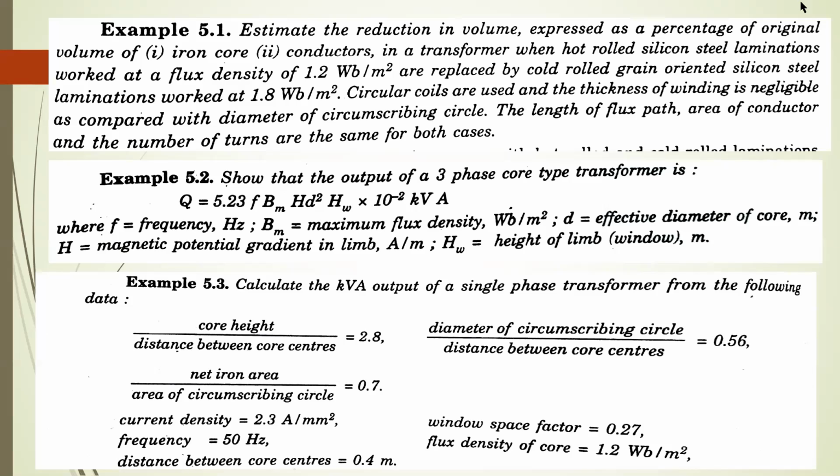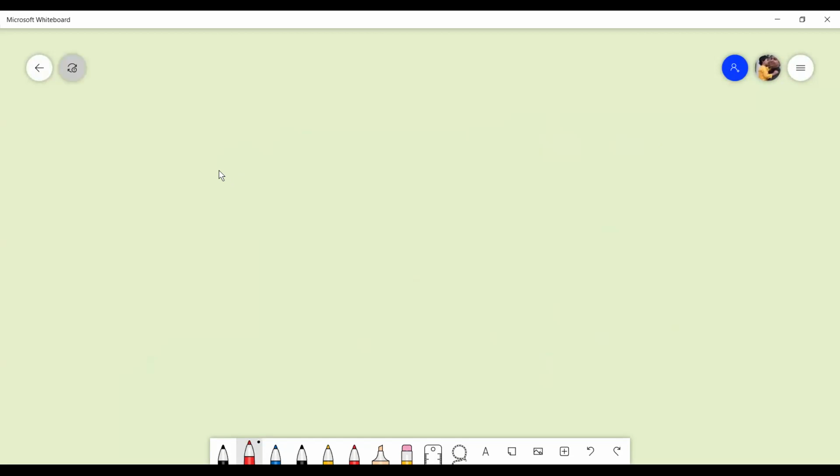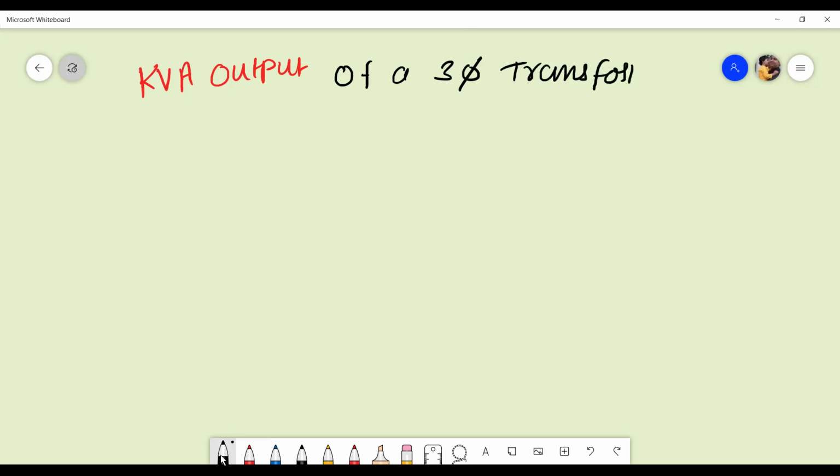Okay, in terms of these variables, right? And already you know how to solve these types of questions, because you have already done this topic of transformer design, and you know that kVA output of a three-phase transformer is given by this relation: Q is equal to 3 into E I into 10 to the power minus 3.